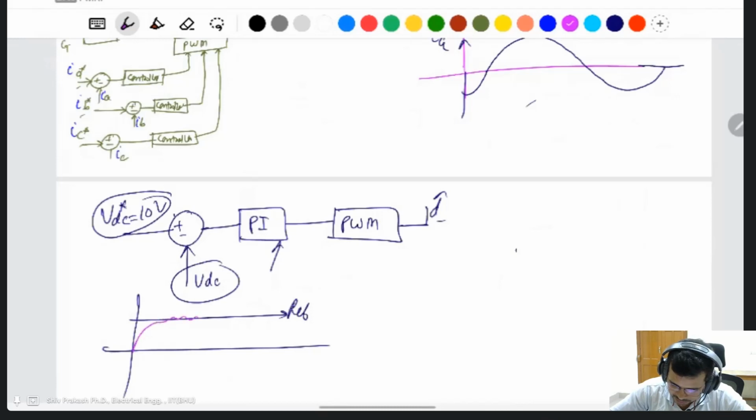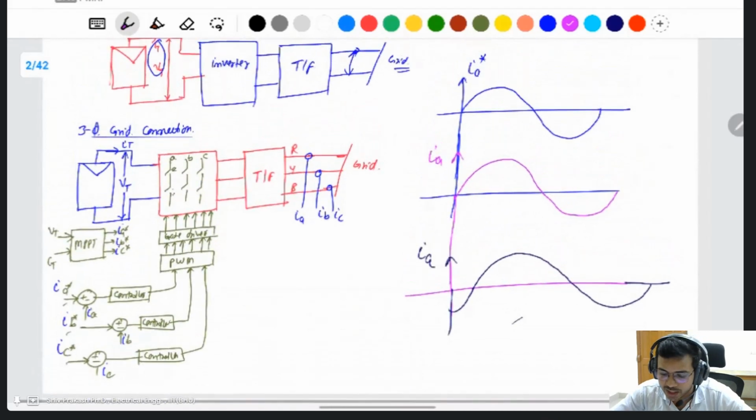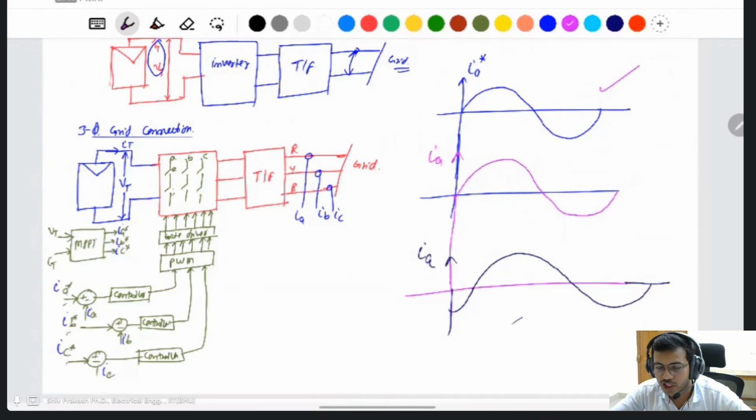You know about the response of a PI controller like that. You can control it and track it easily. But in the AC system, it is a different thing. Your reference signal also varies with respect to time, and the output signal also varies with respect to time. Then how do you track this one?